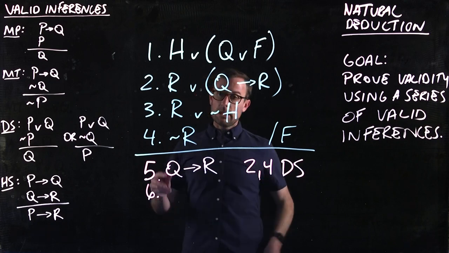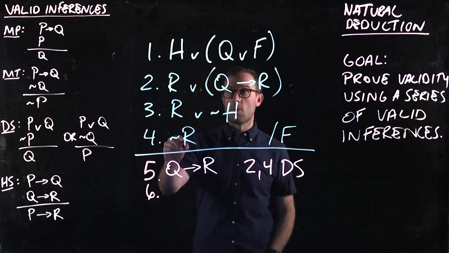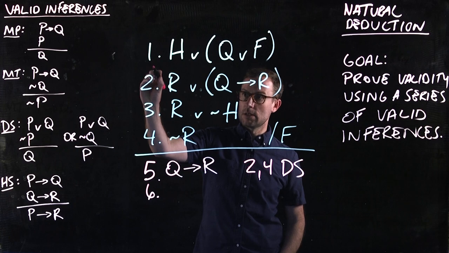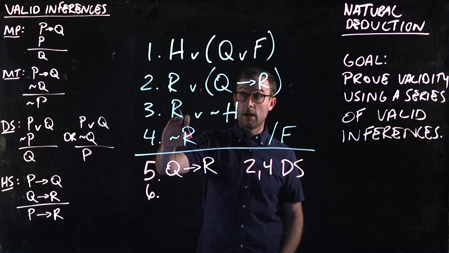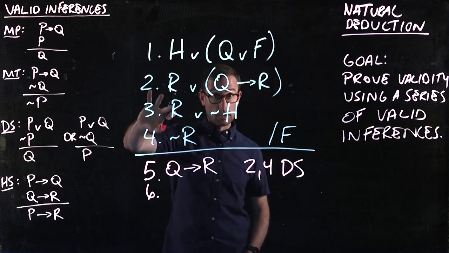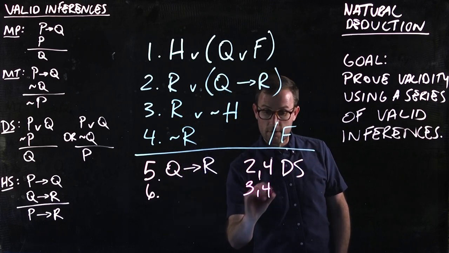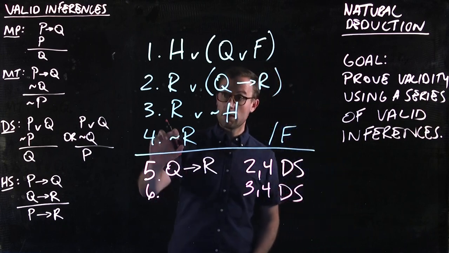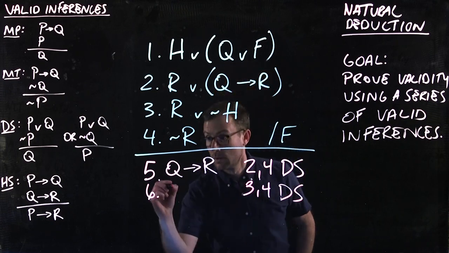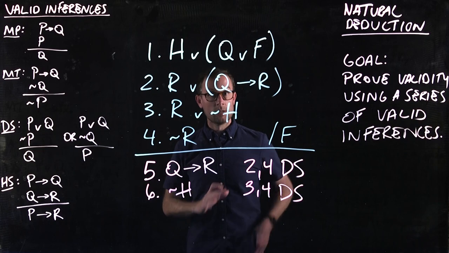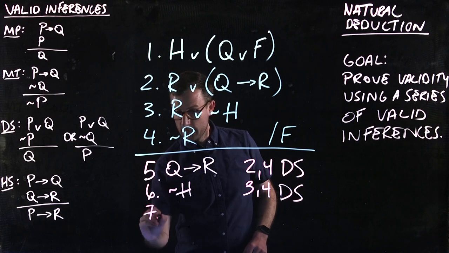All right, let's use 4 once more. We've already used 4 to eliminate this disjunct in 2. Well, we can do the same thing with 3, because here we have either R or not H. With 4, we're eliminating R as a disjunct in 3. So it's going to be 3 and 4 using the disjunctive syllogism. R is not the case, so this disjunct follows: not H. Again, do nothing to the truth value. The negation remains intact there.